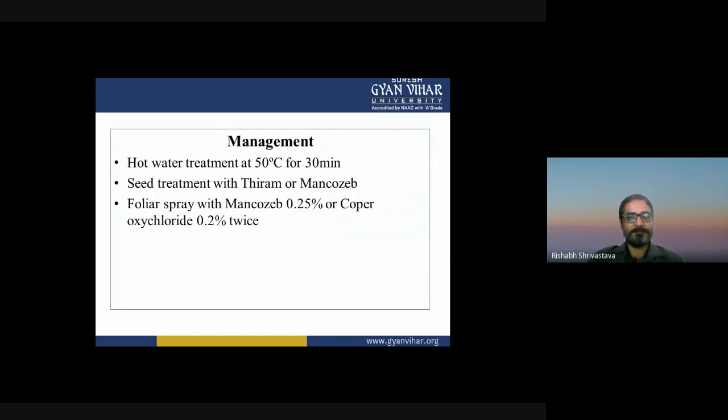Management: hot water treatment at 50 degrees Celsius for 30 minutes. Seed treatment with thiram or mancozeb. Foliar spray with mancozeb 0.25% or copper oxychloride at the rate of 0.2% twice.